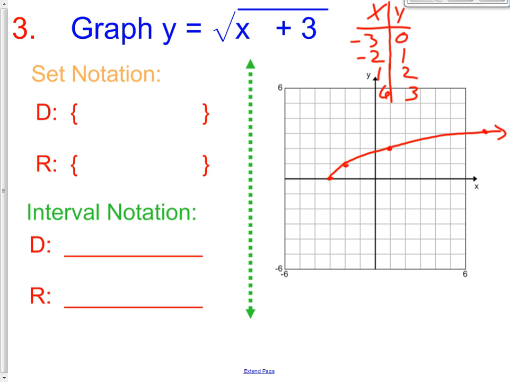Notice what happened to our first original graph. It just shifted left 3 units. So when this 3 was outside the square root sign, it shifted it up 3. When it's inside the square root sign, it shifted it left 3. So notice how it's kind of the opposite of this again.